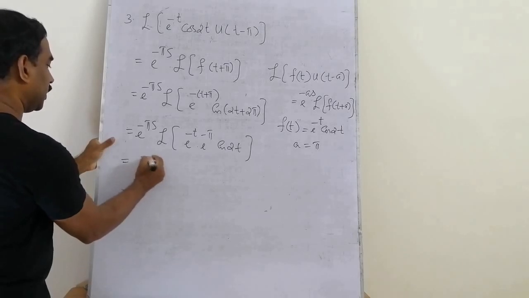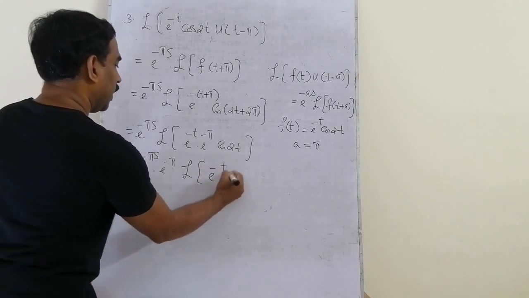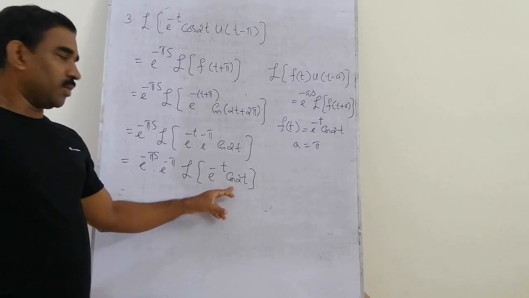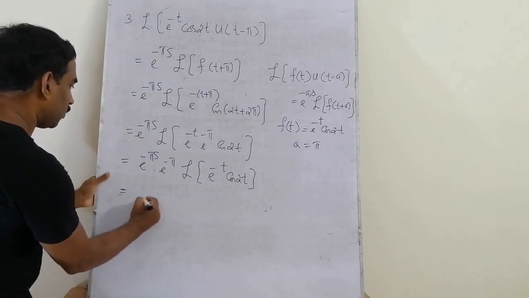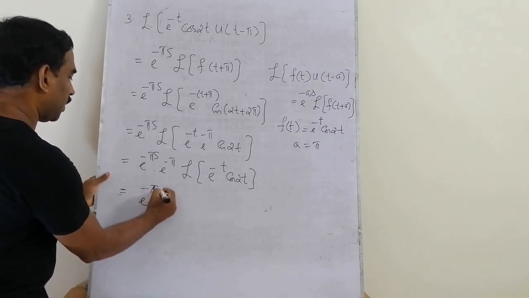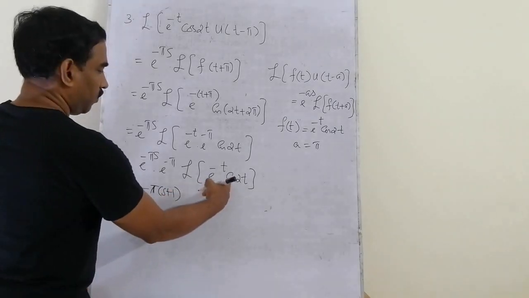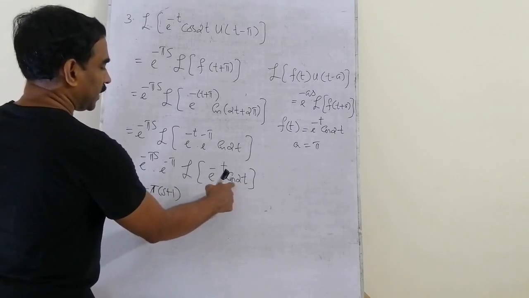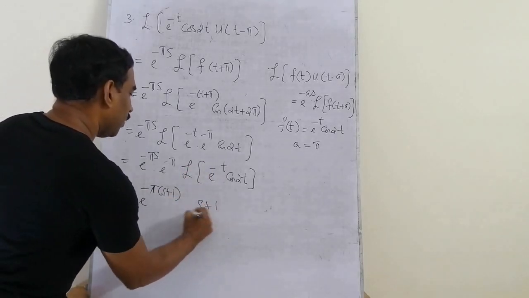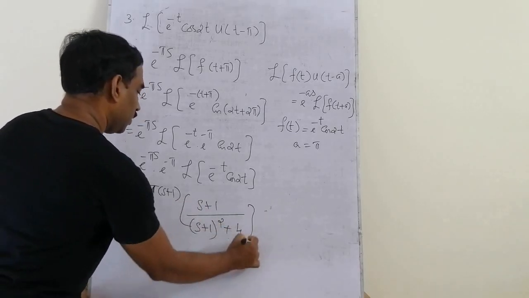equal to, we can remove this e raised to minus pi outside, that is e raised to minus pi s into e raised to minus pi into Laplace transform of e raised to minus t cos t. For evaluating this Laplace transform, we can apply first shifting theorem. So according to first shifting theorem, this answer will be e raised to minus pi into s plus 1 into, for cos 2t, the Laplace transform is s by s square plus a square, and every s is shifted to s plus 1. So this is s plus 1 divided by s plus 1 square plus 4. So this is the required Laplace transform.